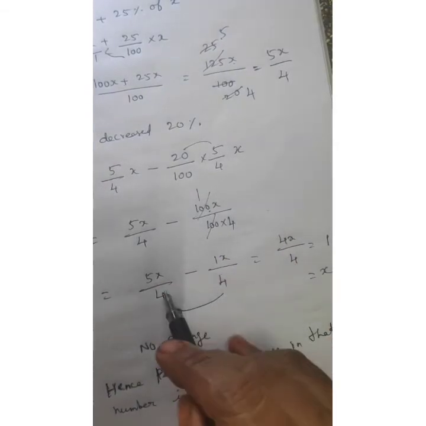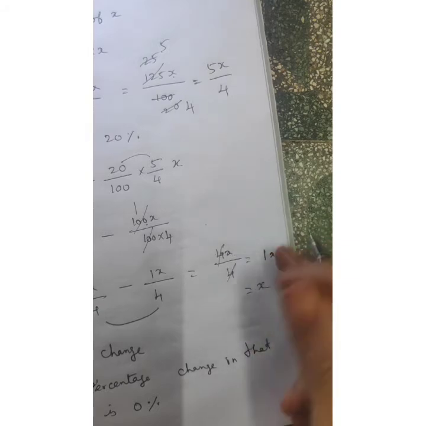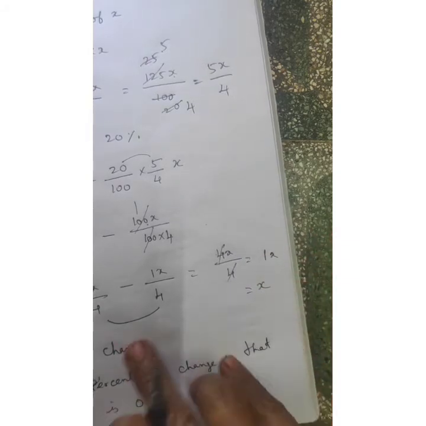5x minus 1x, the same number only, so write the number. 5 minus 1 equals 4. Here write x. 4x by 4, 4 4 cancel. The answer is 1x only that balances. The answer is 1 into x equals x.